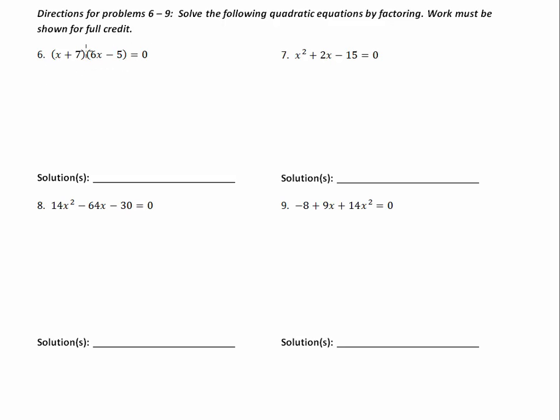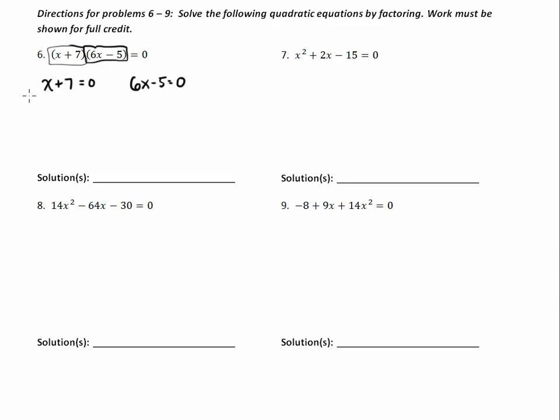So we have something times something is equal to 0. Well, in order for something times something to equal 0, one of them has to be equal to 0. It's the only way you can multiply two things together and get 0. So we're going to check both of them. We're going to say, okay, what if it's x plus 7 that's equal to 0? And we'll also check, what if it's x minus 5 that's equal to 0?